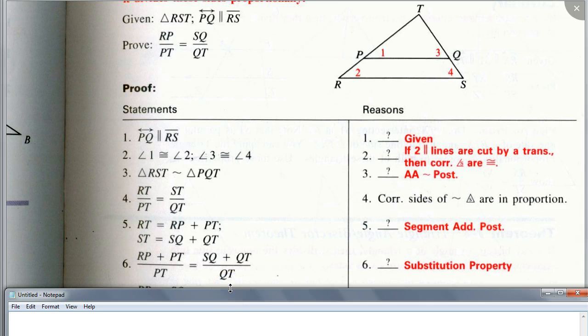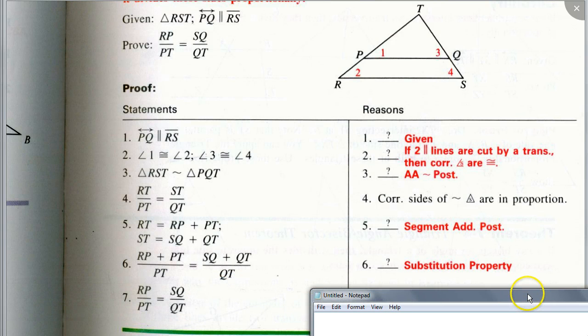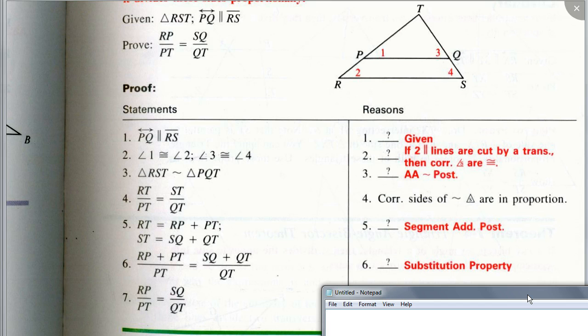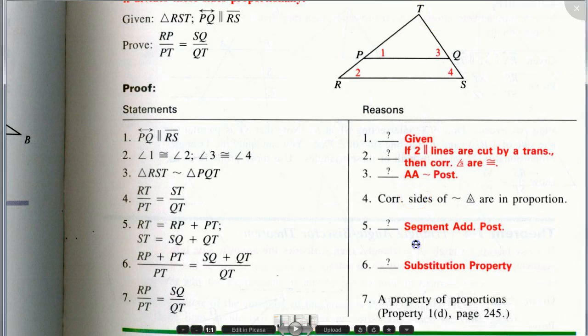Yeah, and you could separate it that way using substitution, but you could just do this whole thing in one step, which is RP over PT equals SQ over QT. Yeah, exactly. We could actually go from here. What's the reason? Property of proportion, right? Does that make sense? And look, they're so nice. They even gave you what page this is in and which part of property of proportion. Isn't that nice? Yeah, Amy?